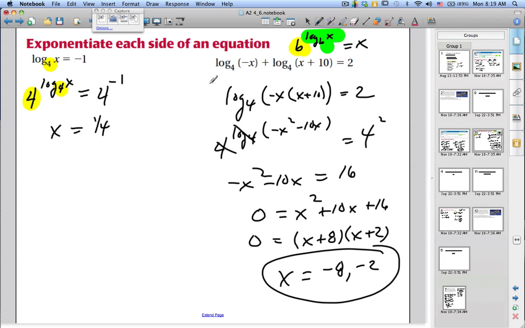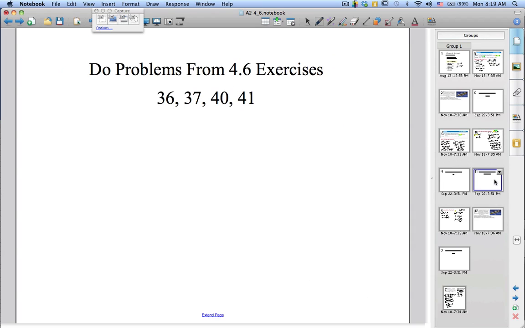Okay, so we're combining a couple skills in here. The key is, right, I don't want multiple logarithms, so I can use the condensing properties that I learned earlier to combine these all into a single logarithm. Once I've done that, I can exponentiate either side. Okay, so you do want to call on the other skills you've learned when you're working on these problems. Go ahead and get a little practice. Do 36, 37, 40, and 41. Come on back and we'll wrap up the lecture.